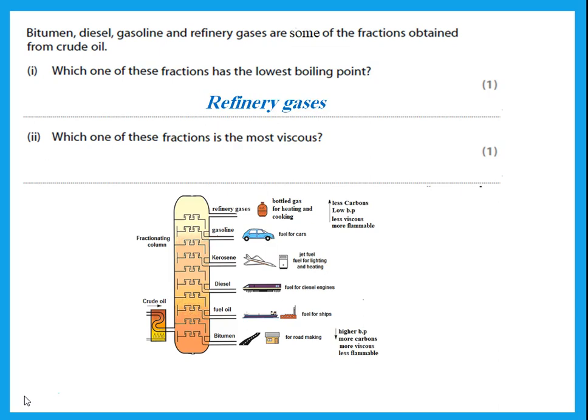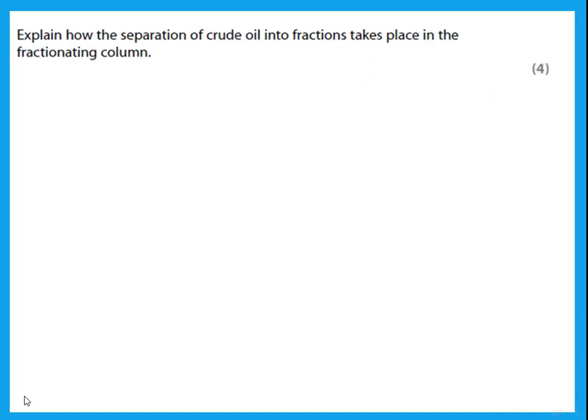Which one of these is the most viscous? We said the most viscous would be the one at top or the one at the bottom. The one at the bottom. So the one at the bottom is the bitumen.